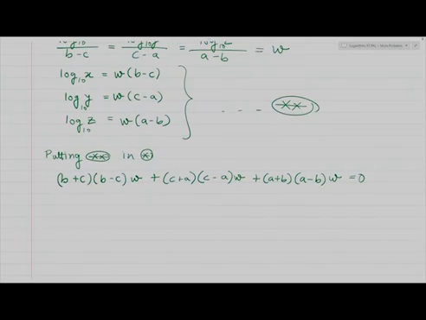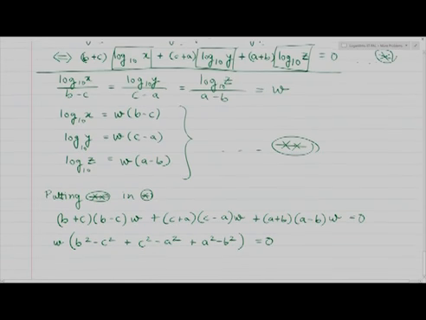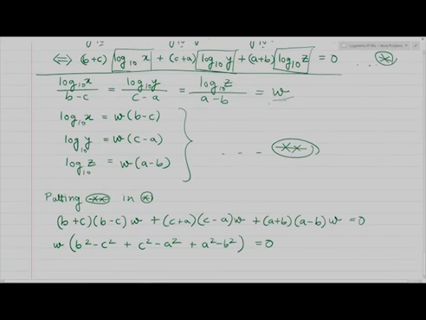What does this mean? We already know it is w in common, b square minus c square plus c square minus a square plus a square minus b square, which is equal to 0. So w cannot be 0 because it is a ratio of something. So w is non-zero. So now if at all this has to be true, this particular sum should be 0. So am I getting this?